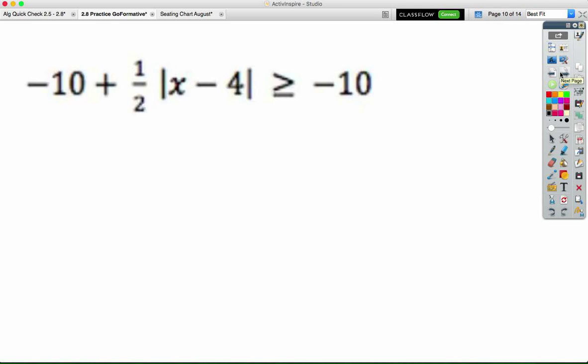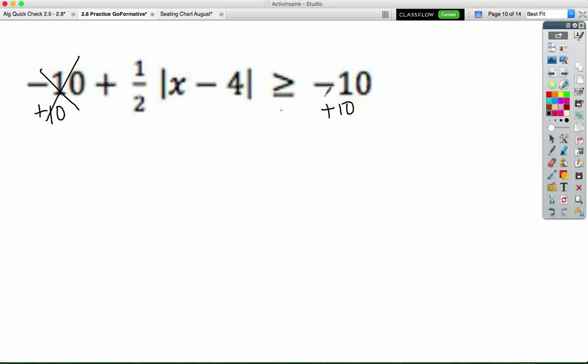Our next one, I have got to understand that this negative 10 and this 1/2 cannot be put together because this 1/2 is being multiplied by this absolute value, and this negative 10 is not. If there's a plus sign in between them, this is stuck. All I can do is add 10 to both sides first.